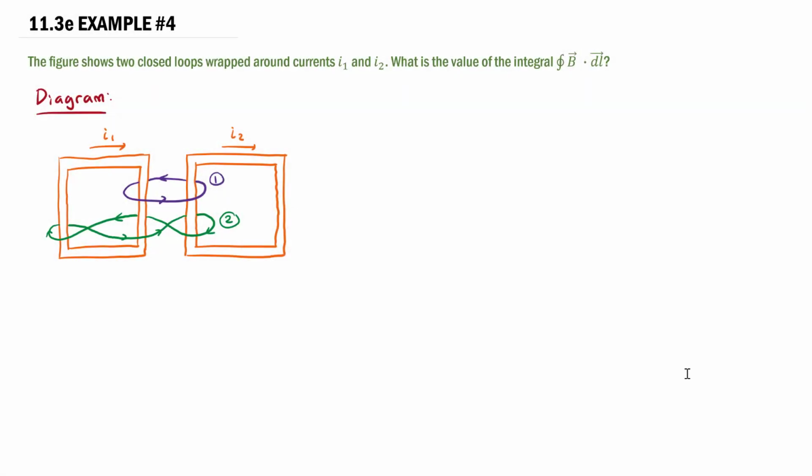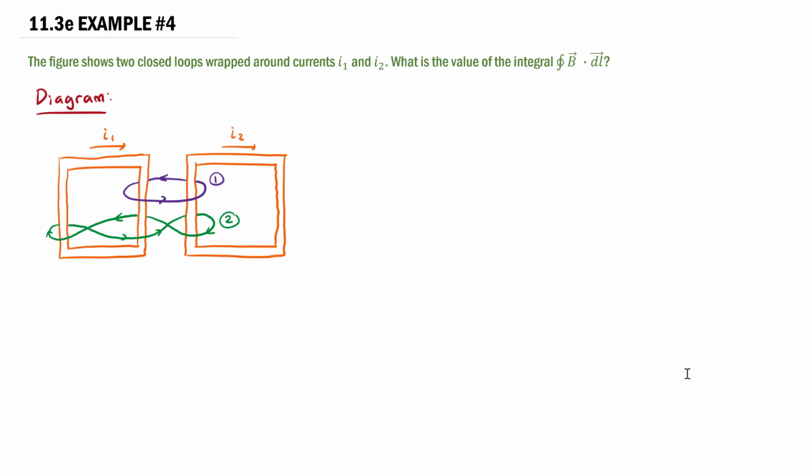So in this example, we want to test your knowledge of how to apply Ampere's law and figure out the total enclosed current. This figure shows two closed loops, 1 and 2, in purple and green, wrapped around currents I1 and I2. Those currents are squares, and the left square has a current I1 flowing through it in the clockwise direction, and the second square has a current I2 flowing through it, also in the clockwise direction.